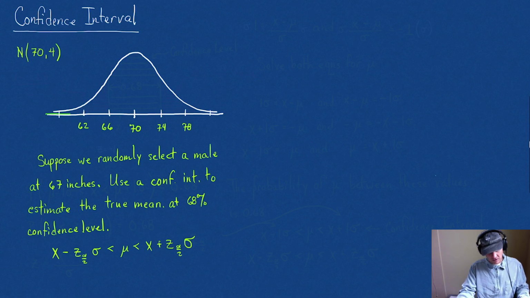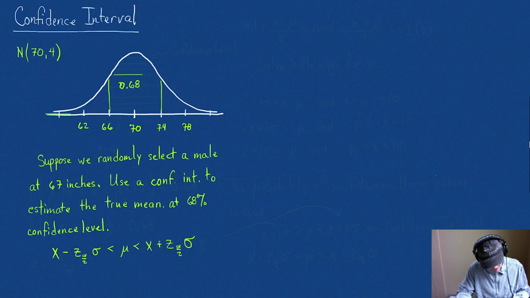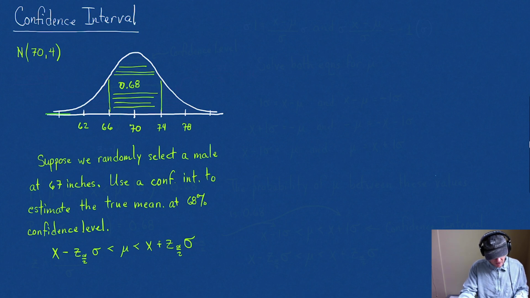Now, a 68% confidence interval, what that means is this. It means that you're going to shade exactly the middle 68% of the curve. So this would be the 0.68. So our confidence interval is based on this green region. And if that's the region that we're looking for, then the corresponding z-scores are the z-score for 66 and the z-score for 74. Well, those we already know. Those z-scores for 0.68, that's just plus or minus 1. Those are my z alpha over 2s.